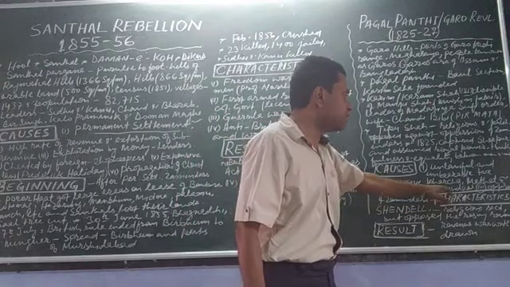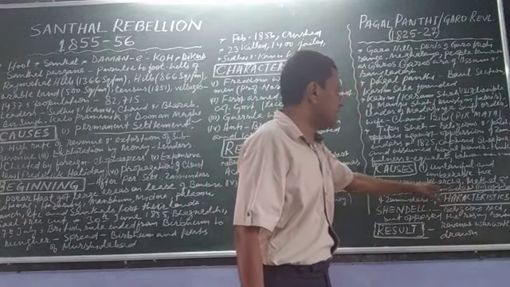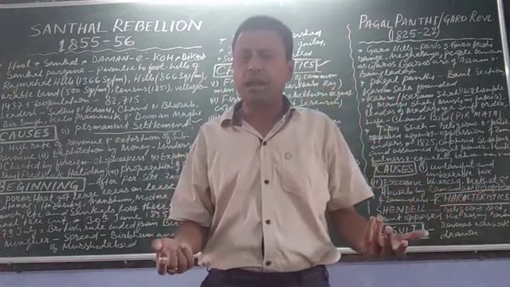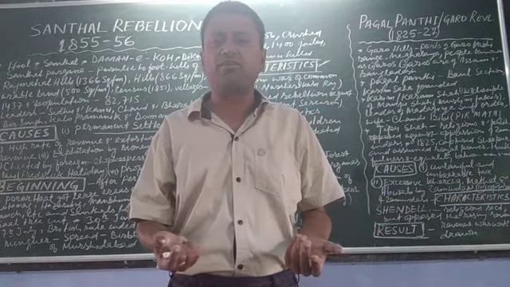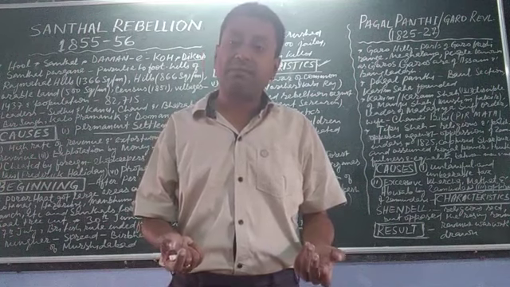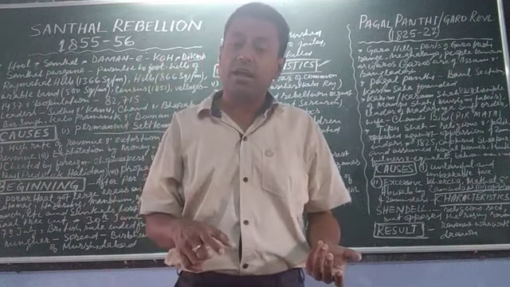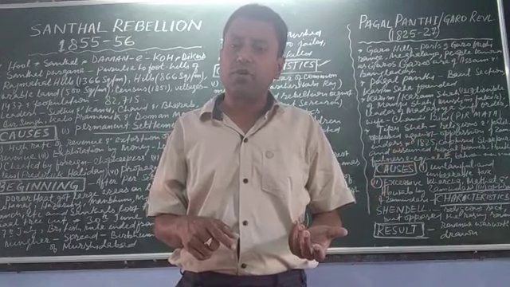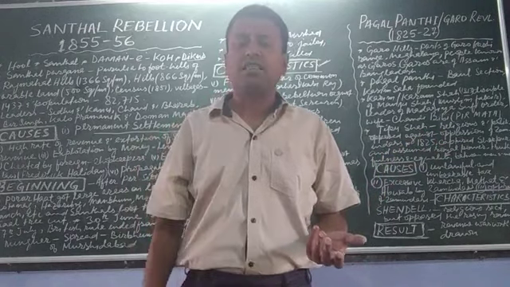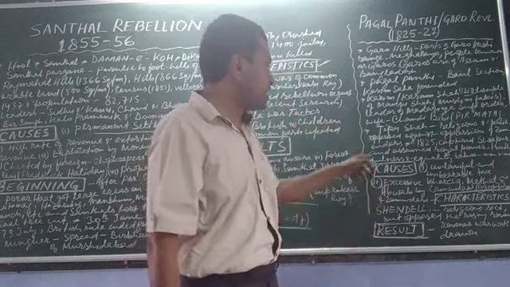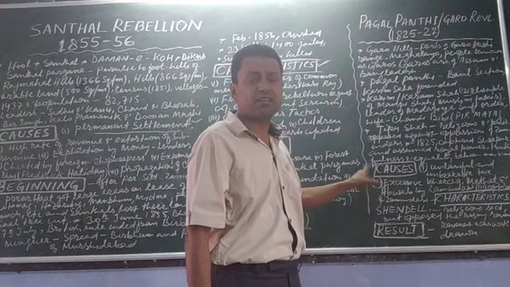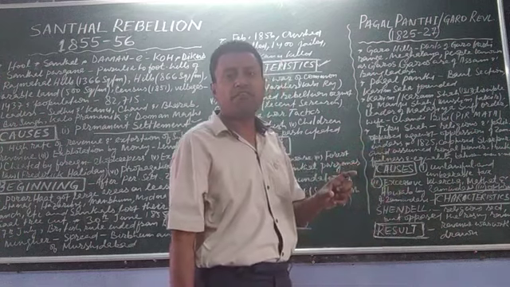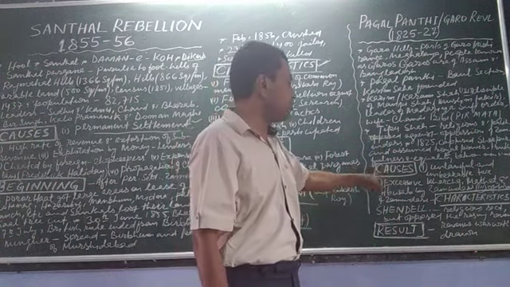Number three, we will see oppression by the zamindars. When the Pagal Panthis, the Garos, could not pay the revenue, ultimately what happened? The zamindars oppressed and tortured the Garos or Pagal Panthis. So these were the causes. If the question is asked what were the causes of the Pagal Panthi or Garo revolt of 1825-26, you write on these causes.